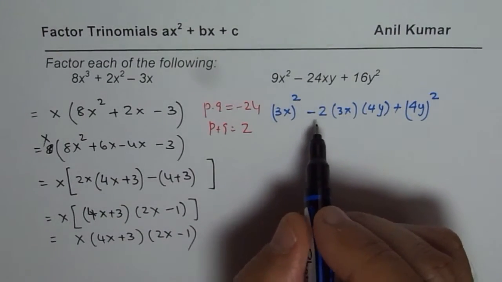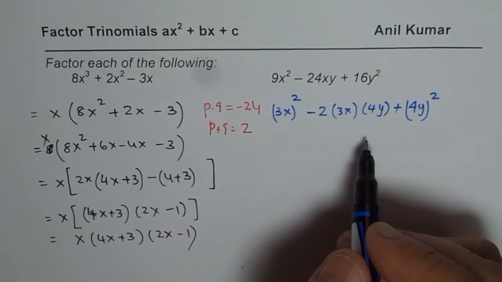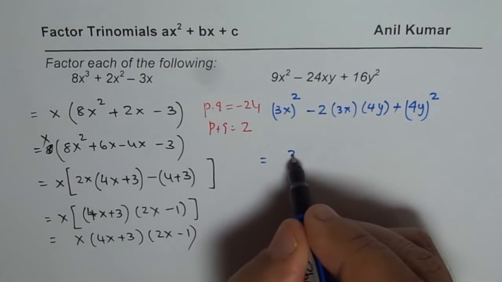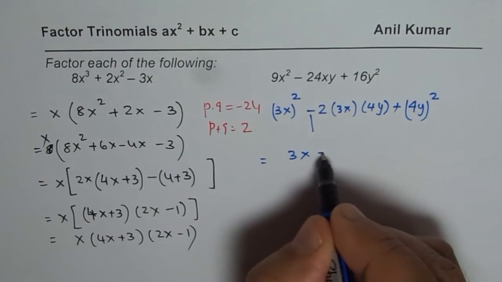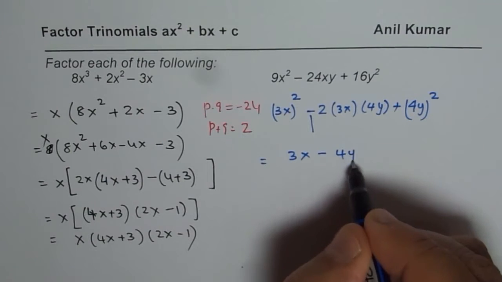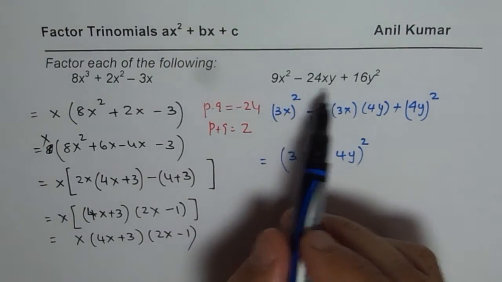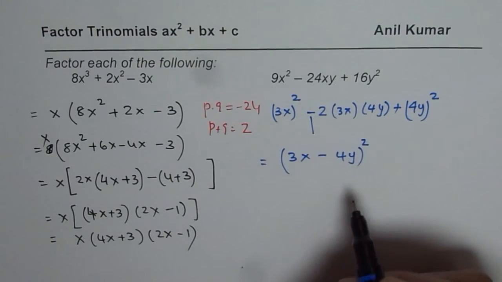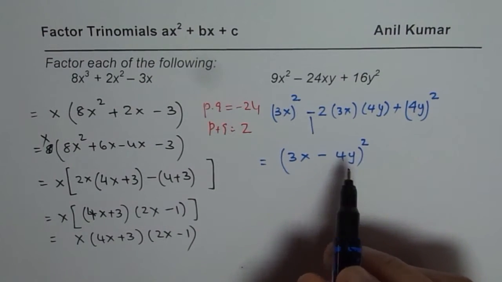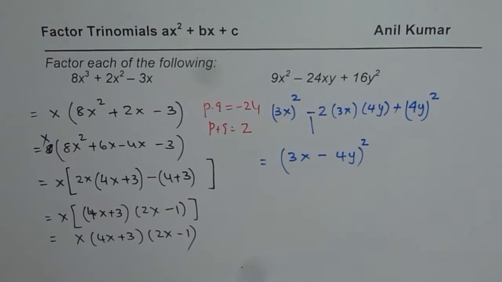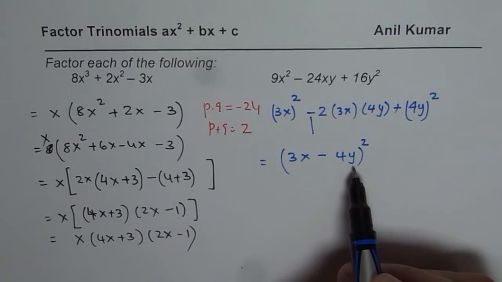So whenever we have that kind of a situation, we know it is a perfect square. So it could be factored as (3x minus 4y) whole squared, right? So that is how you can factor this. This is a perfect square. Now as an exercise, you can expand and check whether it is the factor of the given trinomial or not, right? So that is how perfect squares can be factored.